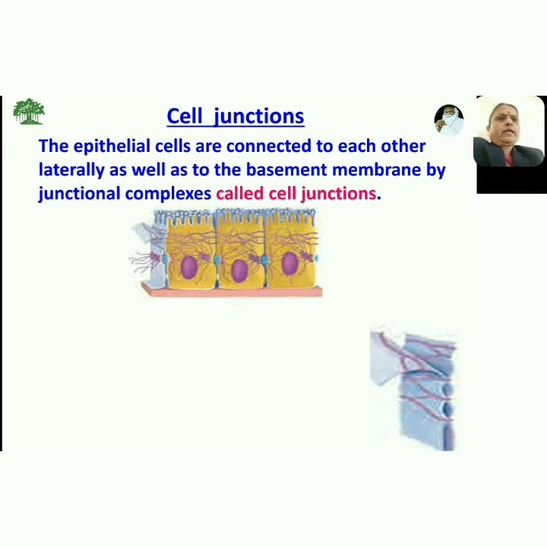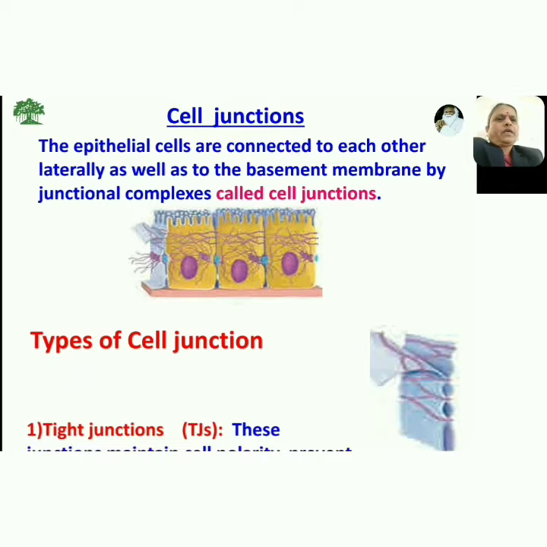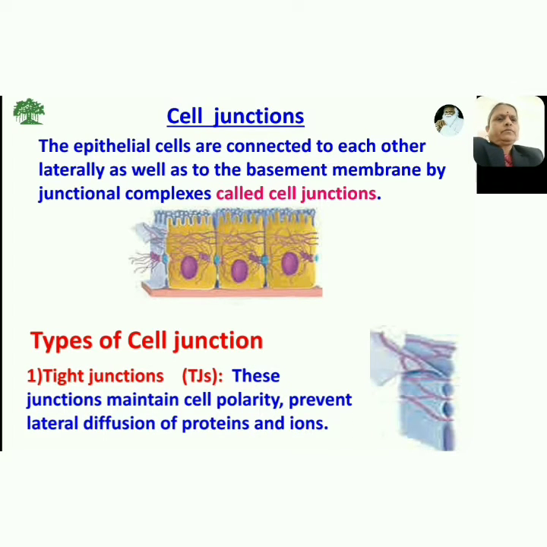See here, this is a diagram. This diagram shows all cell junctions. Types of cell junctions. Next. Number 1, tight junctions. It is known as TJs. These junctions maintain cell polarity, prevent the lateral diffusion of proteins and ions.